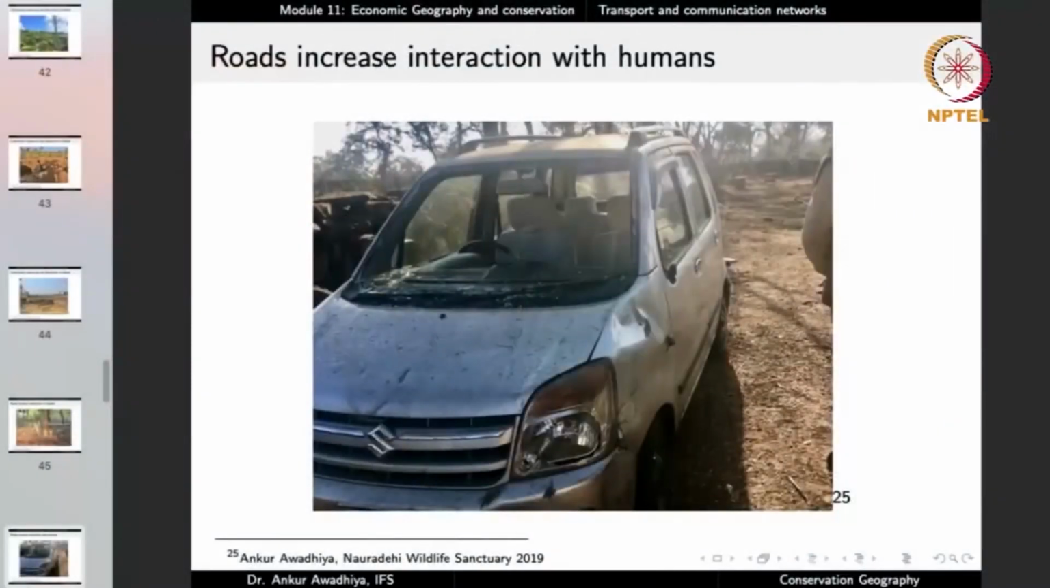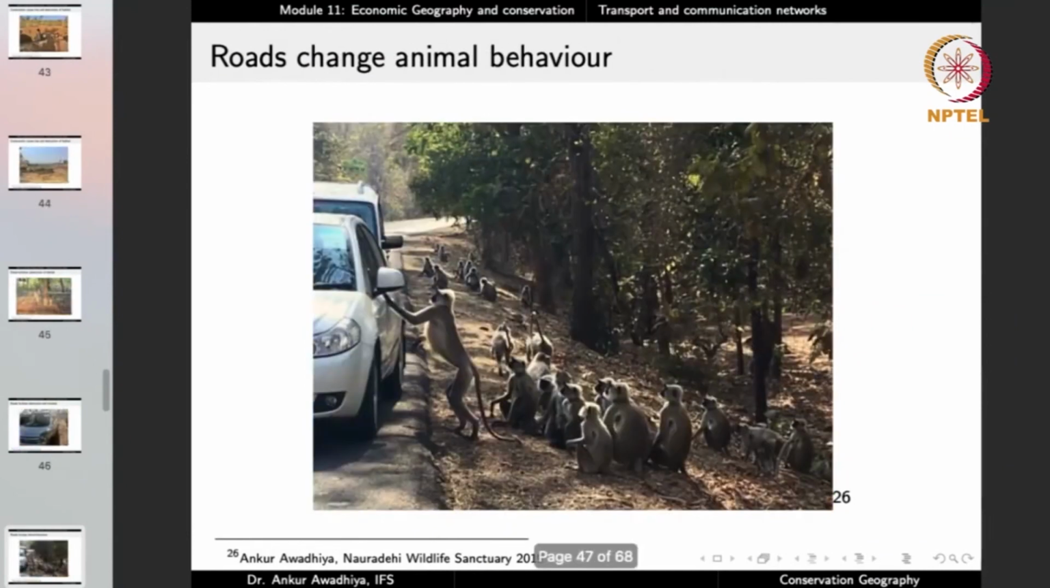Now this interaction between humans and wildlife had tragic consequences for the nilgai because it died, but it also had very tragic consequences for these humans because they also met with an accident. If the road was properly designed, in a way that the nilgai did not come on the road, then the nilgai would be saved and these people would also have been saved. So another impact of roads is that they increase the interaction with humans. That leads to injury, that leads to death, that leads to change in animal behaviors.